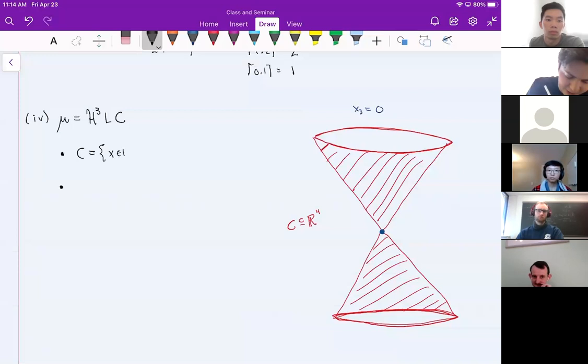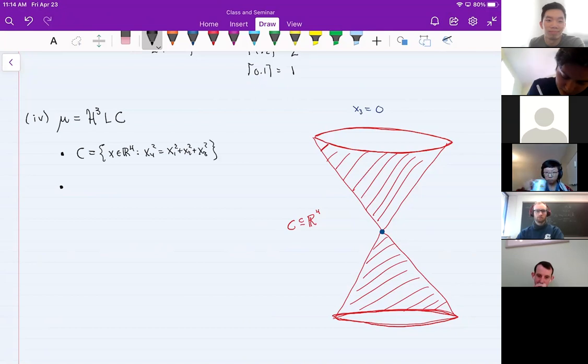This is going to be X in R4 such that X4 squared... Okay, so this is what's called the light cone, at least in special relativity. And here I've drawn it just in the case x3 equal to 0. This is one of the slices. It's this cone in R3 that we're used to, at least.